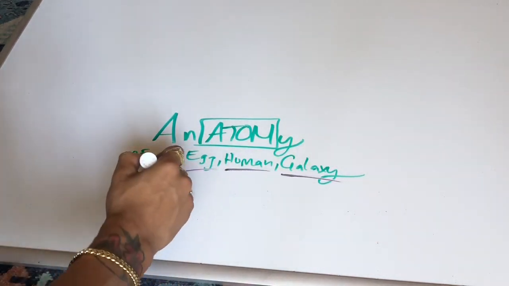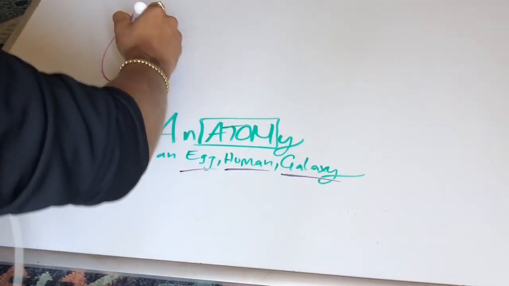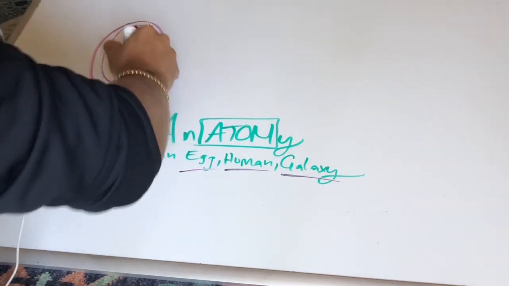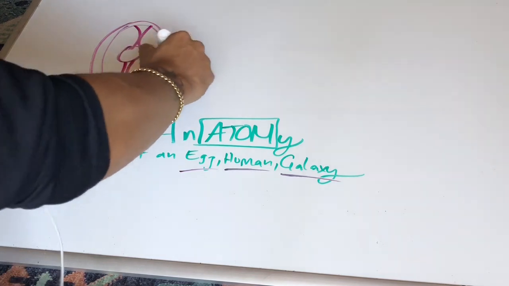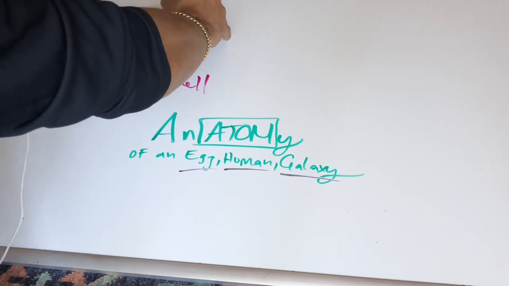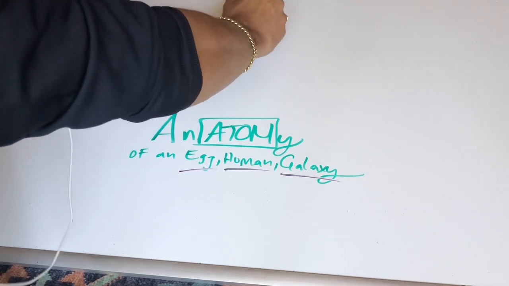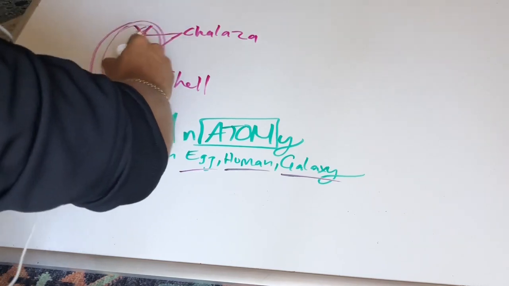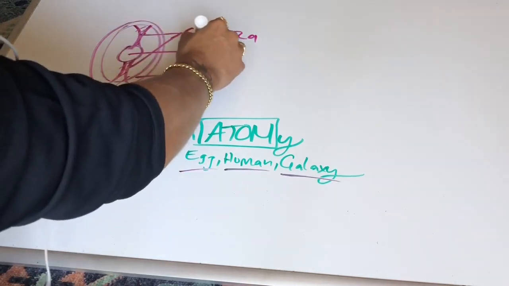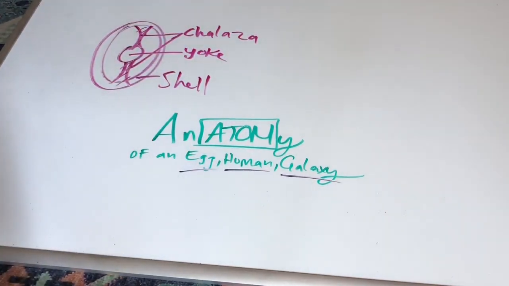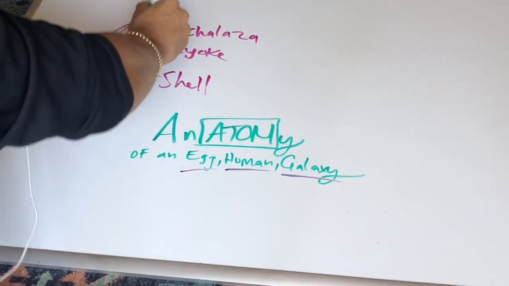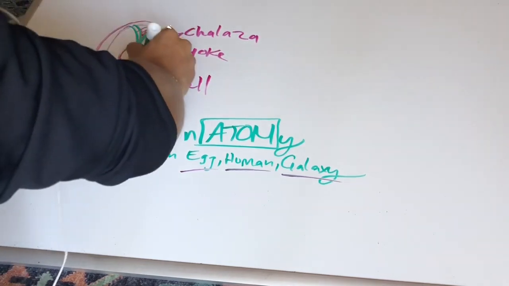So an egg, what you have is, you basically have a shell. You have what's called the chalaza. And this is a bit twisty. So you have the shell, the chalaza, and this is the yolk. Okay? And this is the hyperboloid right here. You can see the hyperboloid. It's this hourglass shape.